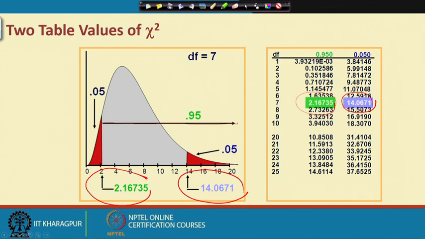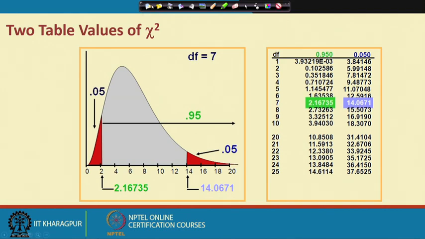So, that means we need a lower bound and an upper bound to fix the confidence interval for sigma square. Now, in the lower bound, the chi-square value reported will be this much, and for the upper bound the chi-square value reported will be 14.07, at the 5% probability level. Now, corresponding to these two figures, let us see how this particular confidence interval works.